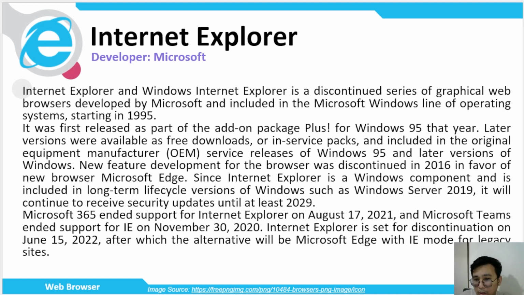Again, as a historical fact, Internet Explorer, or Windows Internet Explorer, is a discontinued series of graphical web browsers developed by Microsoft and first introduced in 1995. It is the first line in operating systems for Windows. It was first released as part of the add-on package Plus in Windows 95. Later versions were available as free downloads or in service packs and included in the original equipment manufacturer, or what we usually say, OEM.